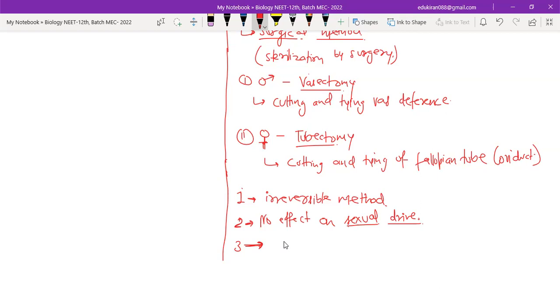You remember where the glands were present in the male system? If I cut the vas deferens, the glands are present after the vas deferens, right? The bulbourethral, seminal vesicle, and the prostate. All the three glands are present before the urethra, after the vas deferens, and after the ejaculatory duct. Yes or no? Yes, sir. So even if I cut the vas deferens and tie it, sperms cannot come, but semen will still be produced. Yes or no? Yes, sir.